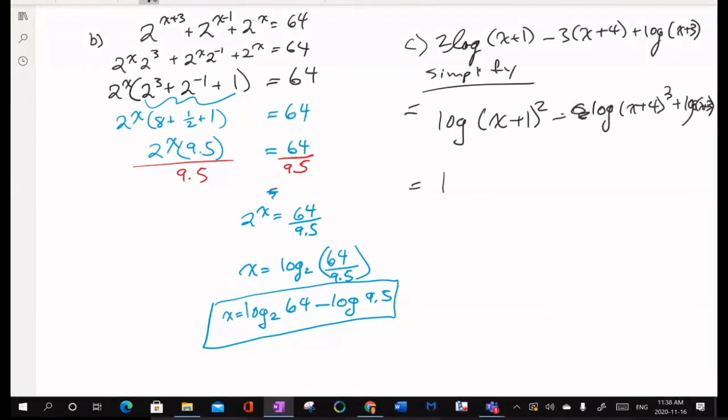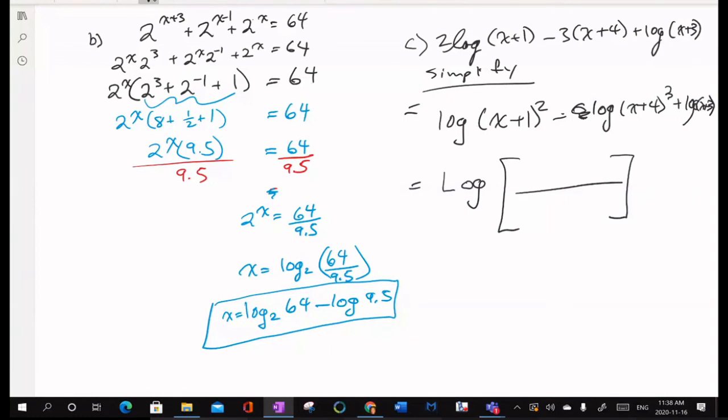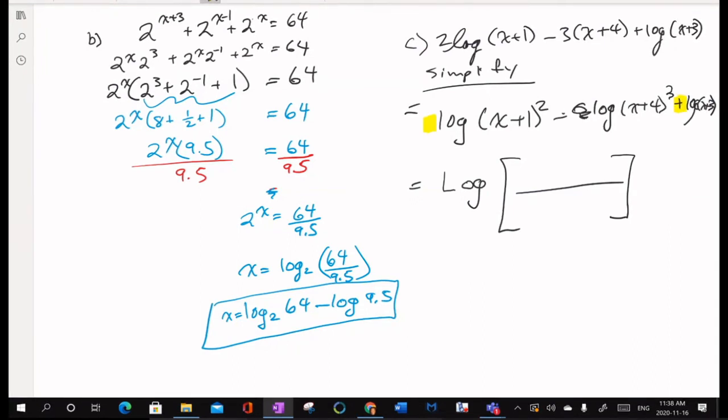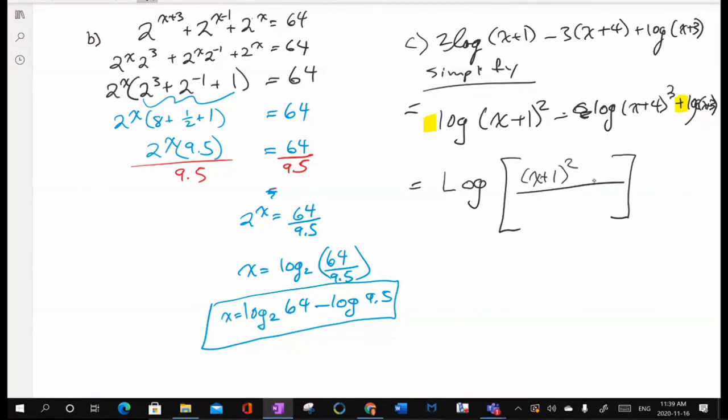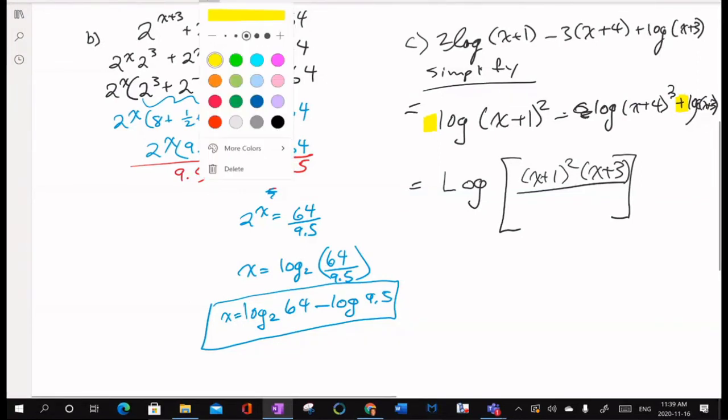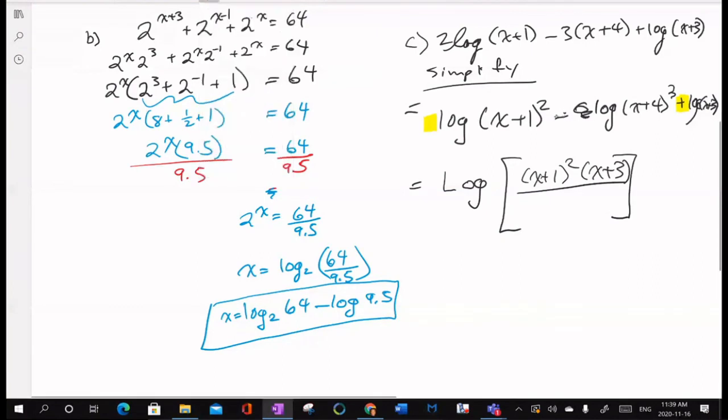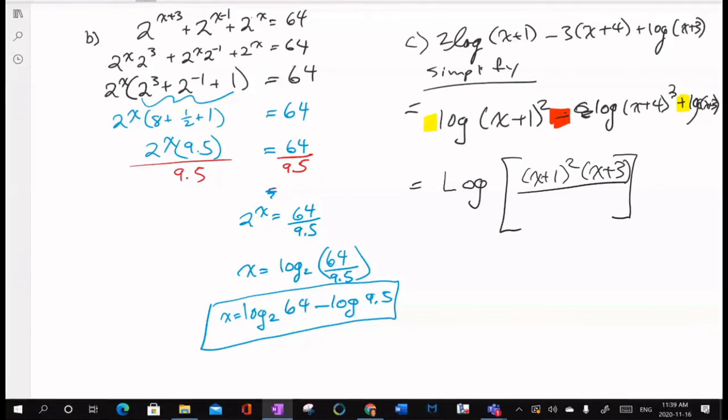And then to bring it into one nice logarithm, you write it as log with a big bracket, and there will be a top bracket and a bottom bracket. Anything that has a plus in front of it, like these two, will be on the top part of our bracket. So you could write this as the log of x plus 1 squared times x plus 3, divided by everything in red, everything that is minused. So you've got minus x plus 4 cubed, and that would go on the bottom of our fraction, where we'd have x plus 4 all cubed.